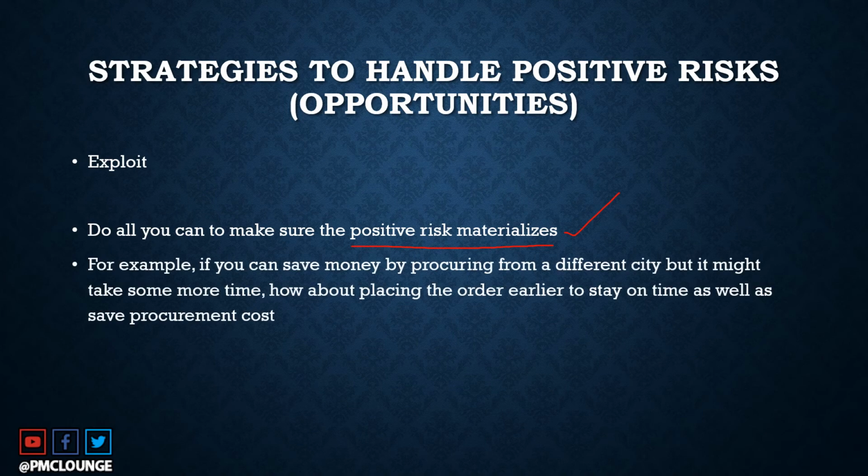materializes, the opportunity happens. For example, if you can save money by procuring from a different city, but it might take some more time. How about placing the order earlier to stay on time as well as save procurement costs? So as simple as that, you make the order earlier so that the order arrives in time, and you also save money by procuring it from different cities. So this is how you're exploiting the opportunity. You're making sure that the opportunity happens, it materializes.